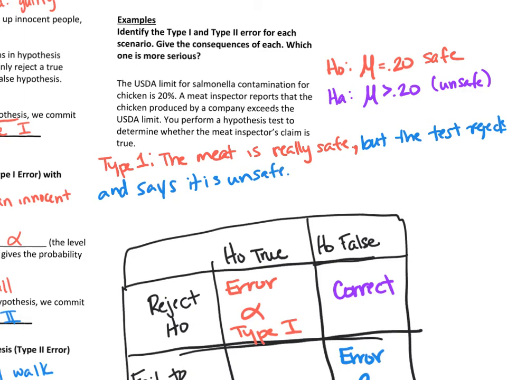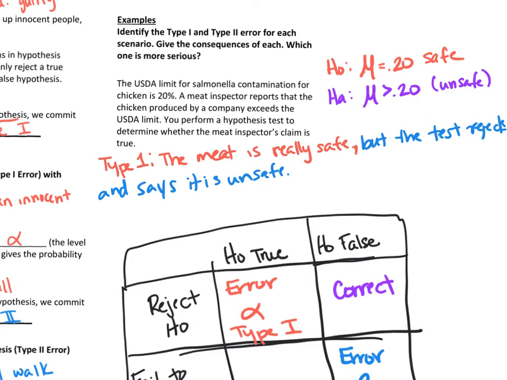The question is now, what is the consequence of this? The meat is really safe, but the test says it's unsafe. Well, what do you do to that meat? You throw it out. Why are you throwing it out? Because the test said it was unsafe. Well, what did you just throw out though? You threw away good meat. So the consequence is you're throwing away good meat.